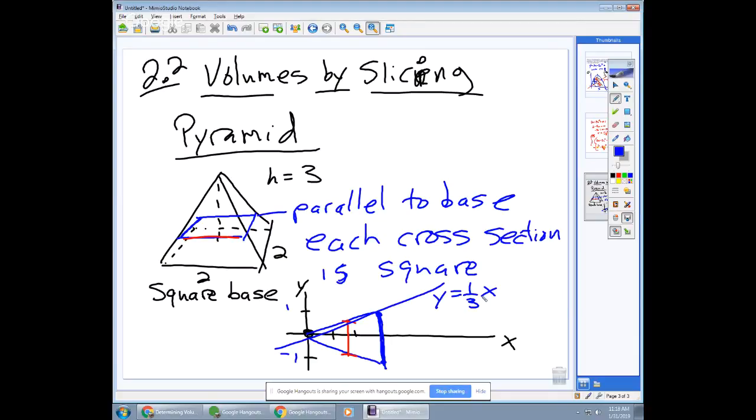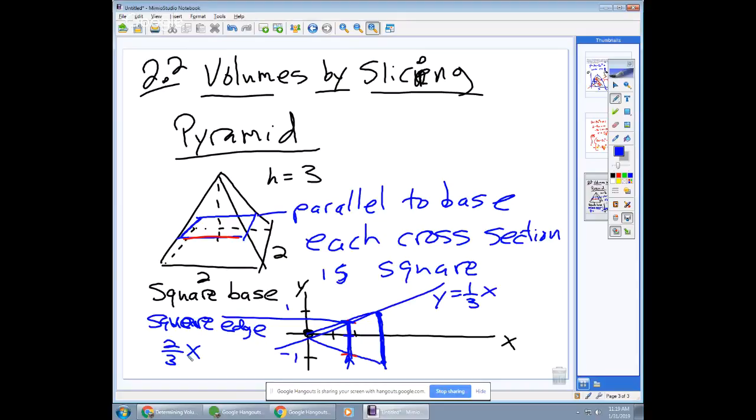So if you give me an x value, like whatever that x value is right here, then I can tell you that height right there, right? So how do I get this full height? 1/3 x minus negative 1/3 x. Double it. Which ends up doubling it, yeah. So that's twice as big. So my edge of my square right here, according to this picture, the square edge is equal to 2/3 x.